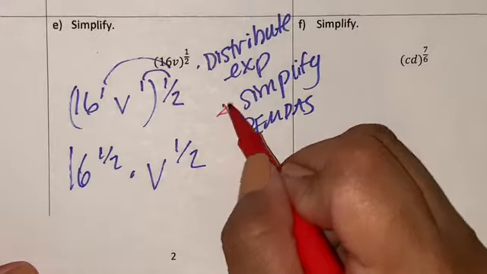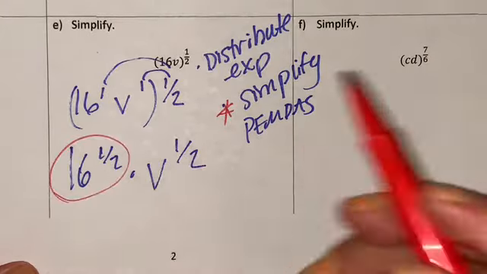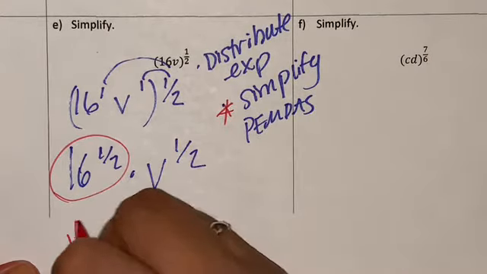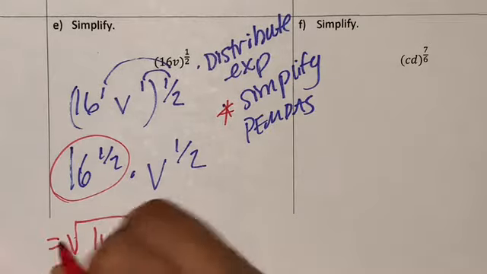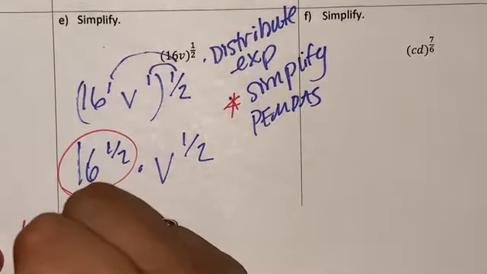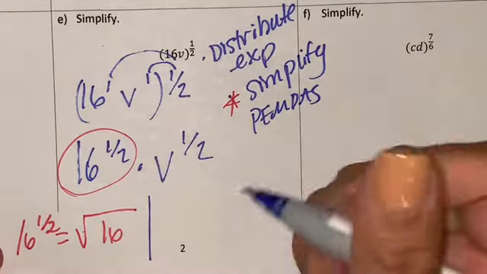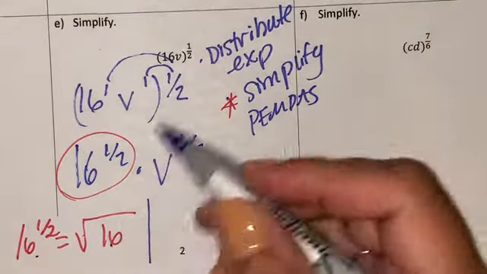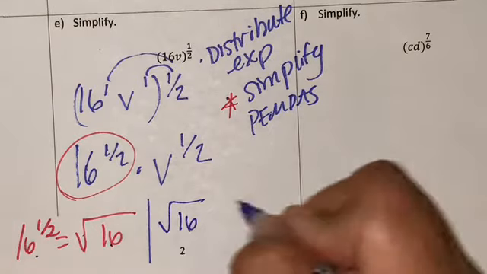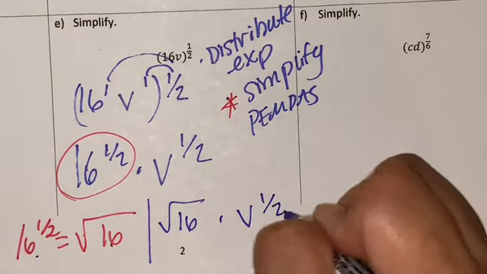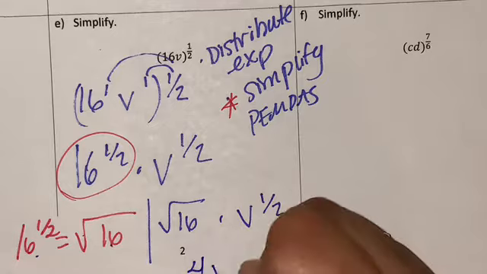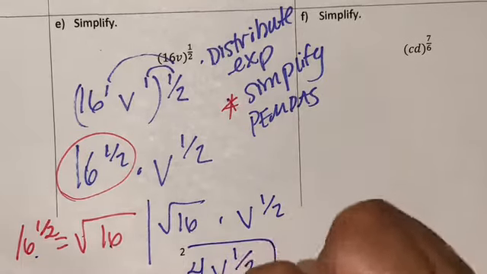So we're on the simplify part. 16 to the 1/2 is like saying the square root of 16. Okay, so then when we simplify, 16 to the 1/2, which is the square root of 16, times v to the 1/2 is going to be 4v to the 1/2.